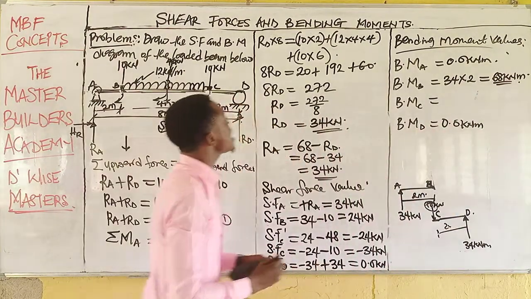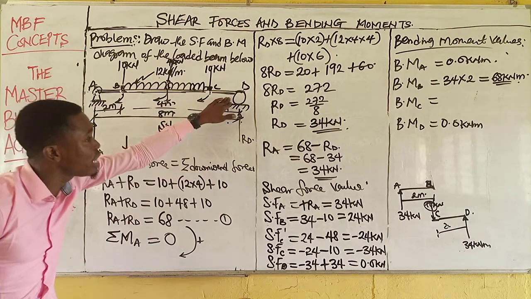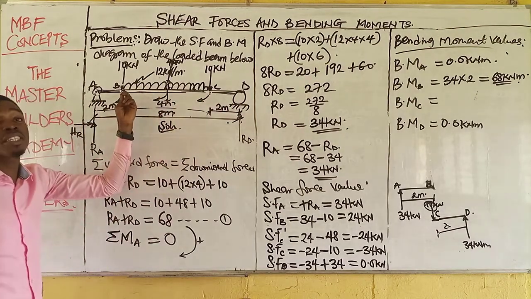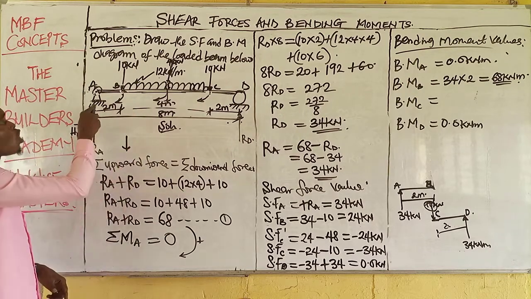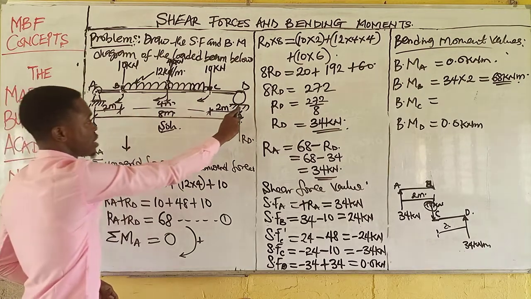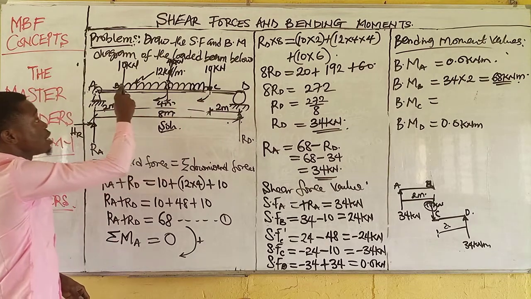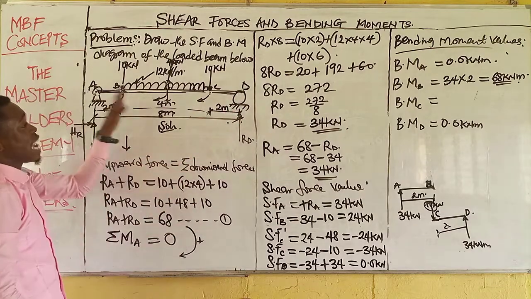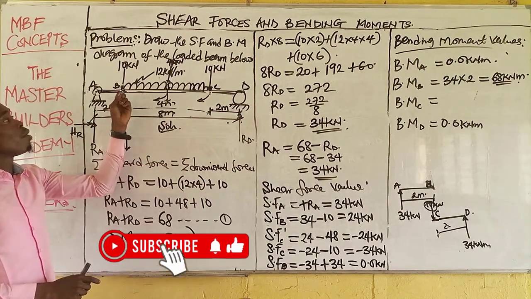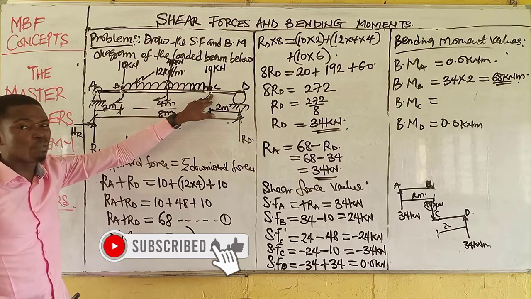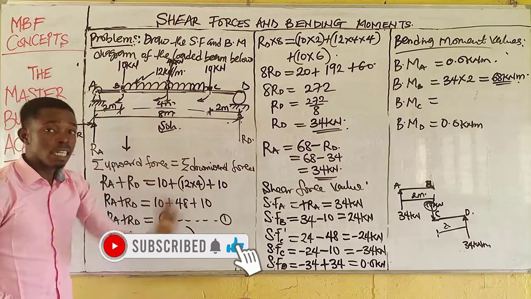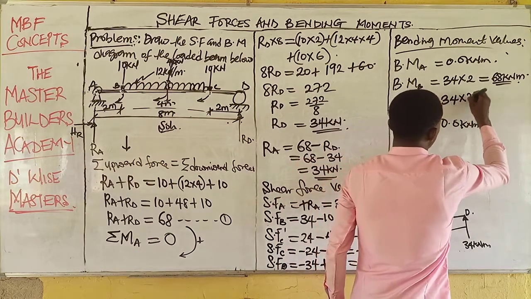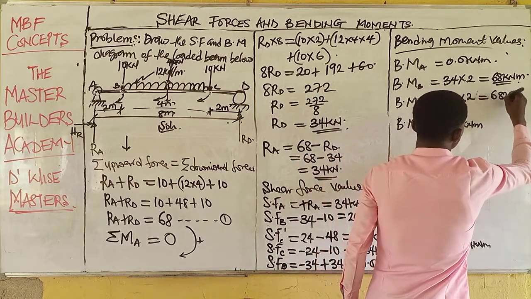Now listen carefully. Since the structure is symmetrically loaded, if the reaction here is the same as this, the moment here must be the same as this. As simple as that. Once the reaction at this end is equal to the reaction at this end, the moment at this end will equally be the same as this. So moment at A and D are 0. If I obtain the moment at B, I have already obtained the moment at C, since the system is symmetrically loaded. So this will also give us 34 multiplied by 2, and this will give us 68 kilonewton meter.